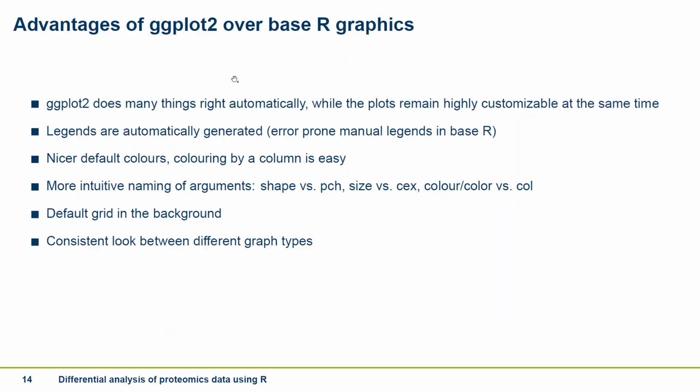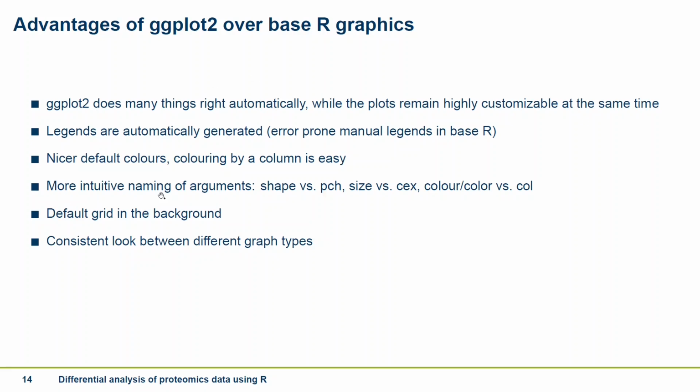So when you compare ggplot2 over base R graphics, you will see that ggplot2 does many things right automatically, but the plots still remain highly customizable at the same time, which we will see at the end of this course. For example, legends are created automatically. In base R, you have to do it manually, and this is quite error prone. You also have nicer default colors, and coloring data points by a certain column, for example, is really easy.